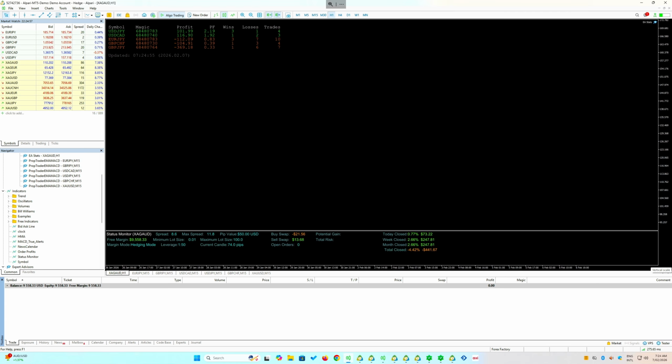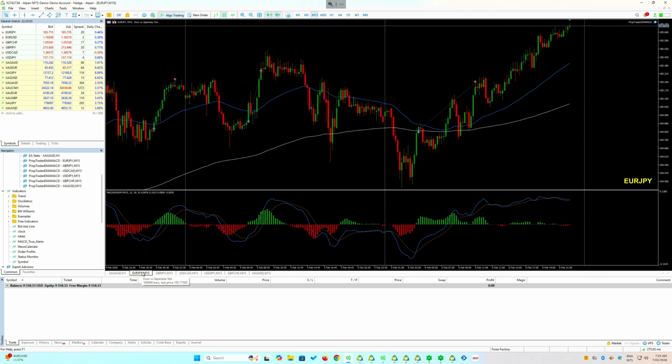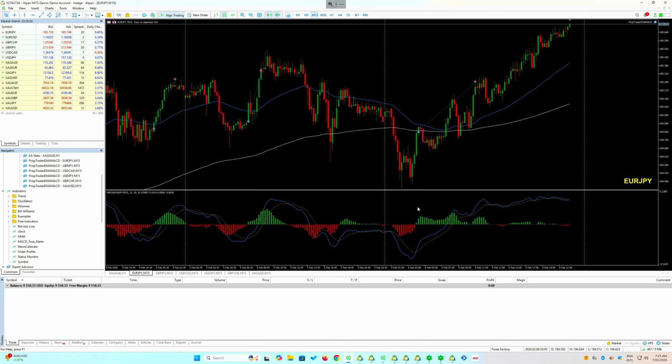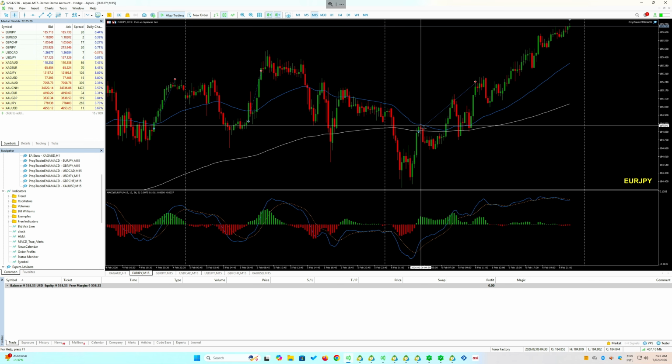But let's have a look at the actual trades for the week and see how they turned out. We'll look at each currency pair. So we've got EJ. We had a winning trade on Friday, and you can see the entry was pretty much perfect. After the signal line and the MACD line crossed over, we had an entry, and we can see here that the price was above the 200 moving average.